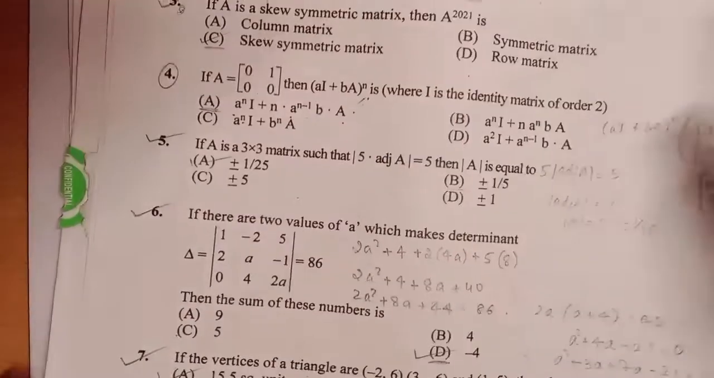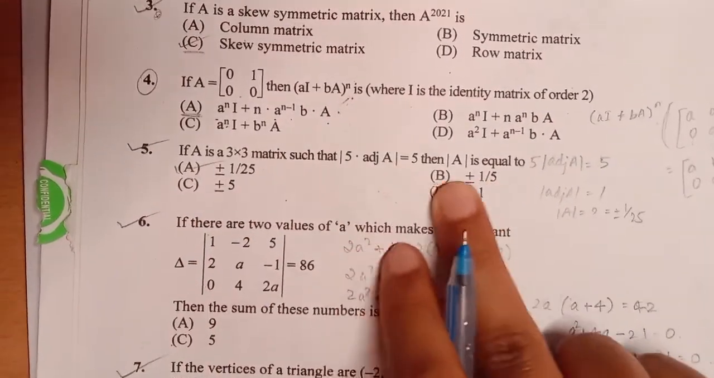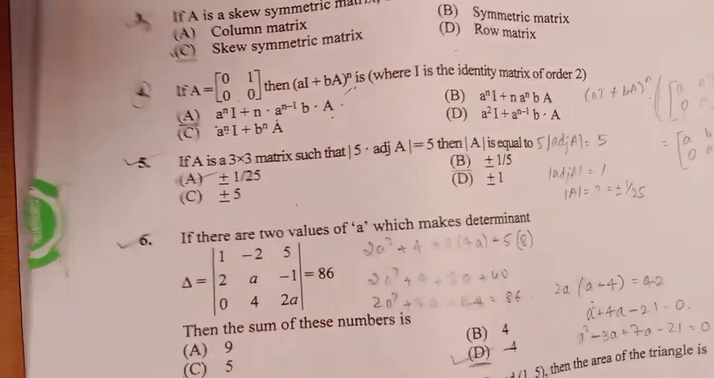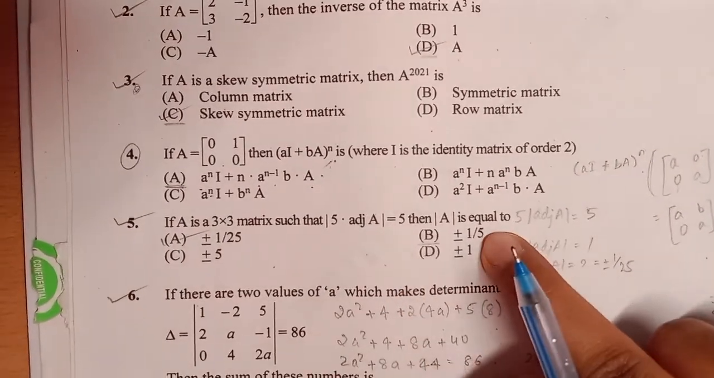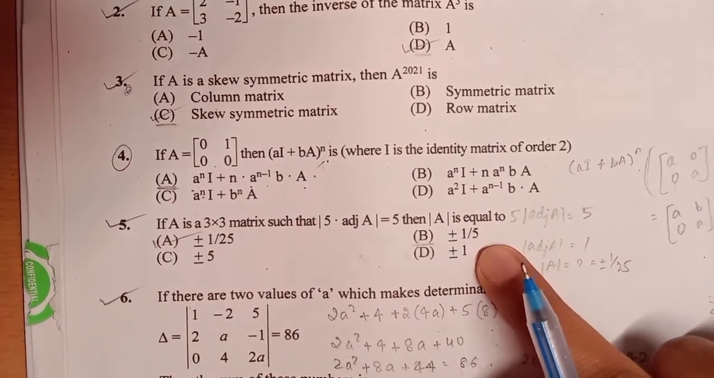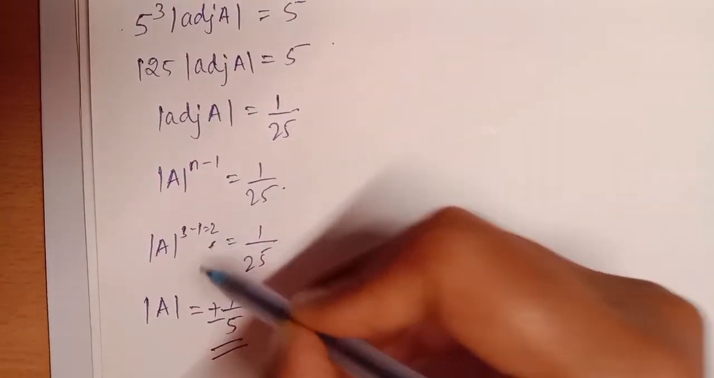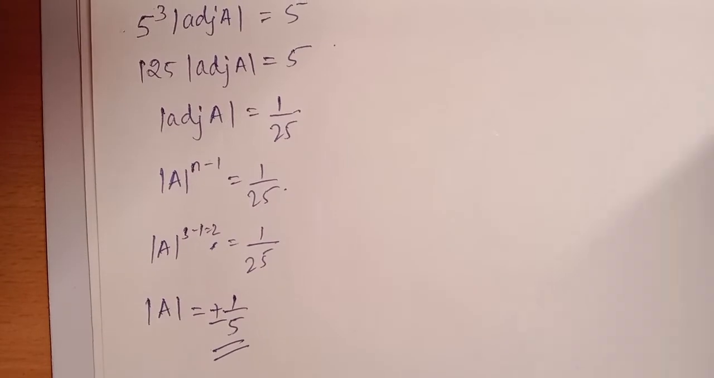So determinant of A is what we had to find. What is the determinant of A? That is plus minus 1 by 5. Remember that. Plus minus 1 by 5. It's given, right? Plus minus 1 by 5. Because we removed the square, right? So it is plus minus 1 by 5.